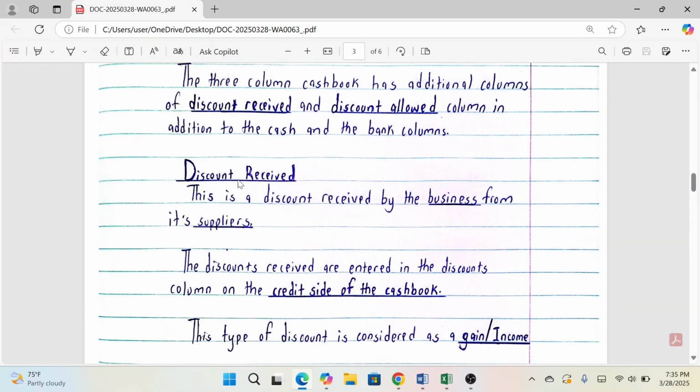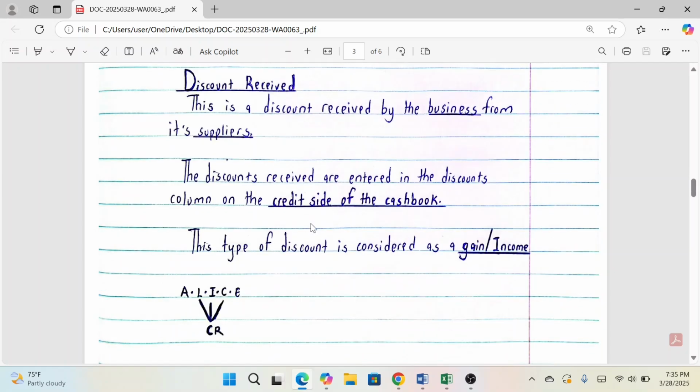Now, with the discount received, this is a discount received by the business from its suppliers. The discounts received are entered in the discounts column on the credit side of the cash book. Now, this type of discount is considered as a gain, or what you can call income. And you know from ALICE, which is assets, liabilities, income, capital, and expenses, the income is always credited. So you always find a discount received on the credit side of the cash book because it is considered as a gain, or what you can call an income.